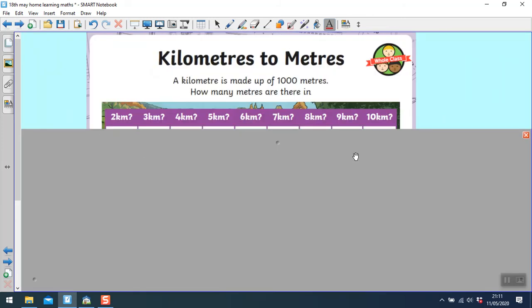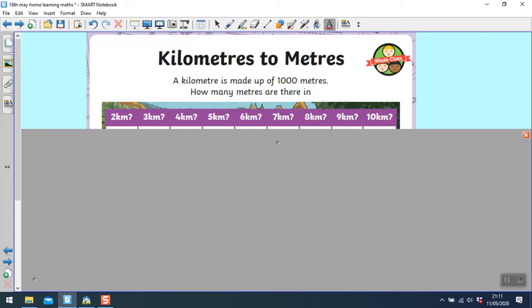Now looking at kilometres to metres. A kilometre is made up of 1,000 metres. How many metres are there in 2 kilometres? So if 1 kilometre is 1,000 metres, what's 2 kilometres? So that should be 2,000. What's 3 kilometres? 3,000 metres. What's 4 kilometres? 4,000 metres. 5 kilometres is 5,000 metres.